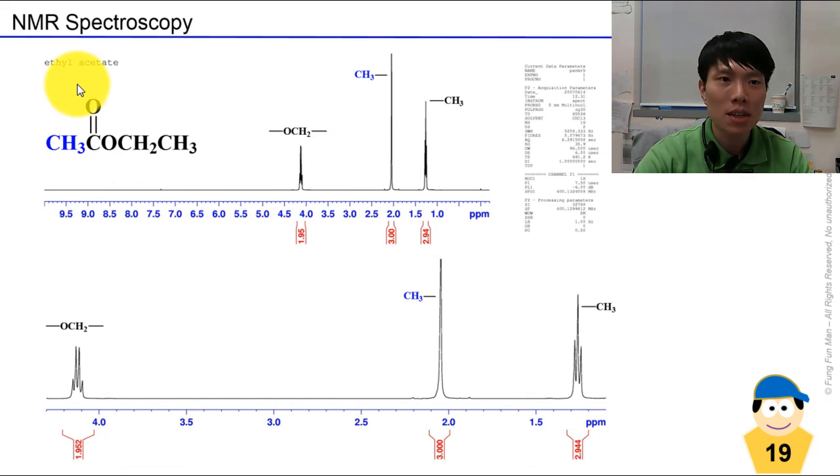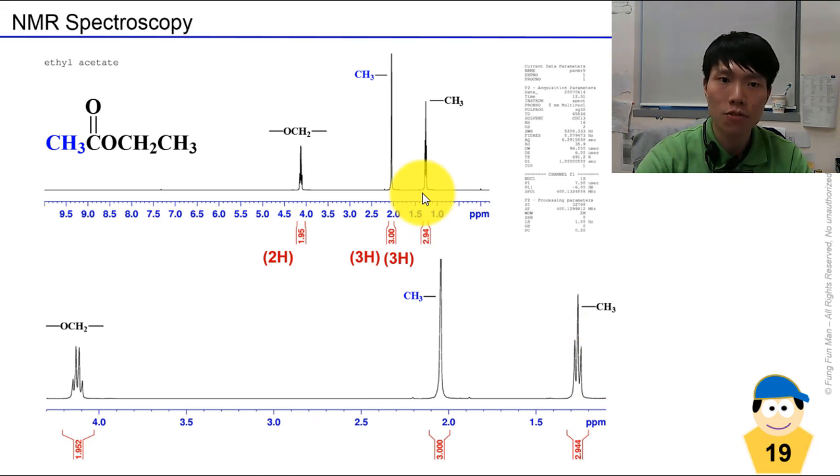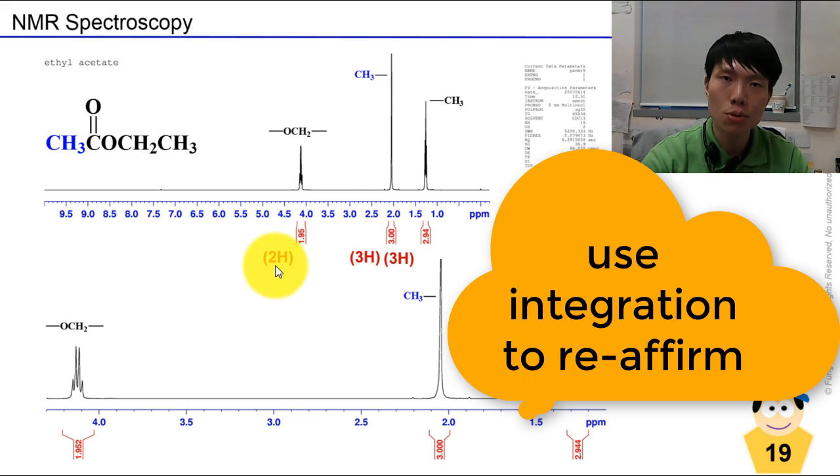Next, ethyl acetate. Take note, this is an ester. So again, we should see 1, 2, 3, 3 different kinds of proton environment. So 1, 2, 3, singlet for the one where there's no coupling, 0 neighboring protons, ethyl group, quartet, triplet. If you measure the integration, you get 2:3:3. It measures exactly well.